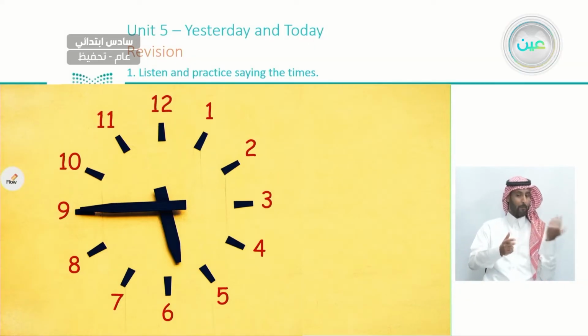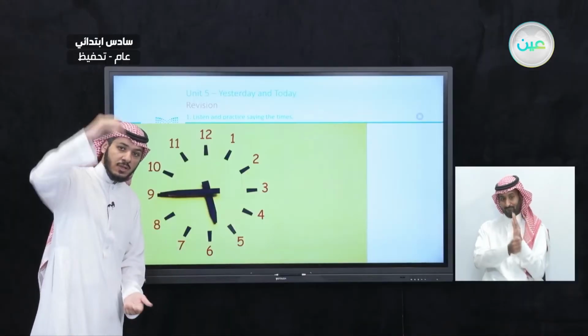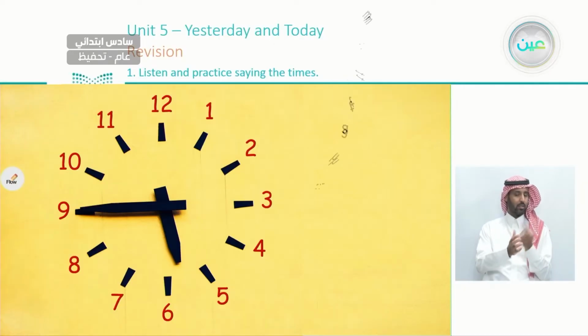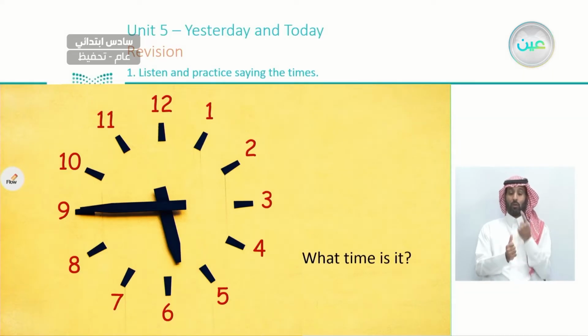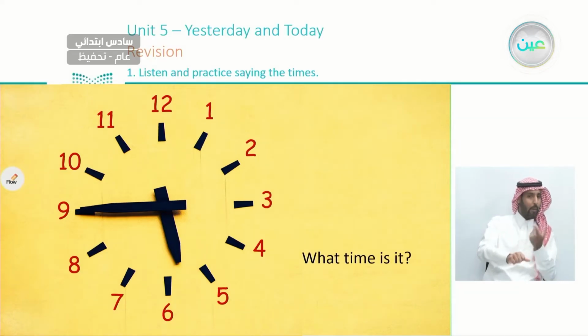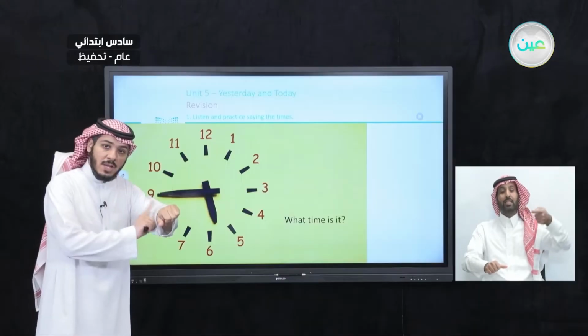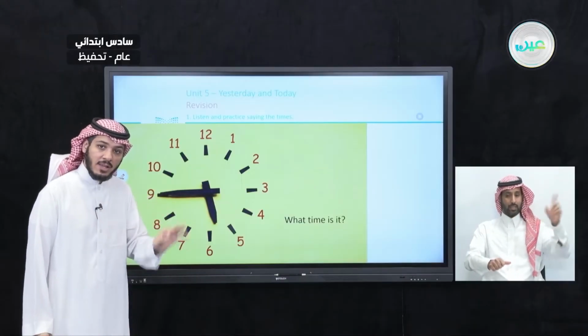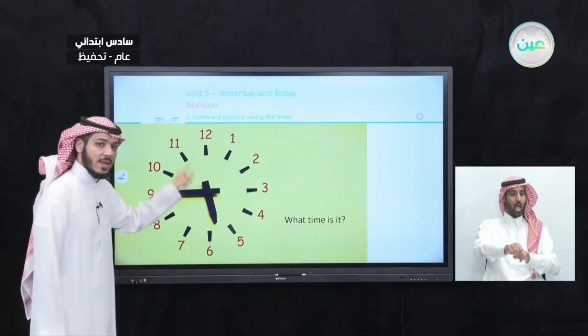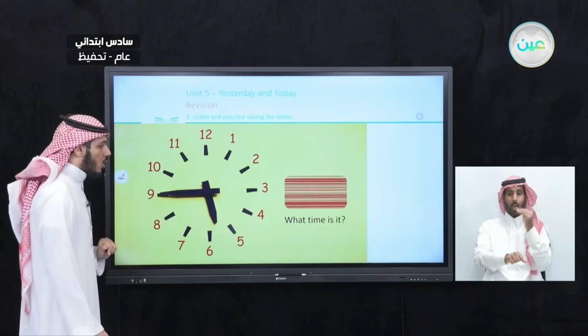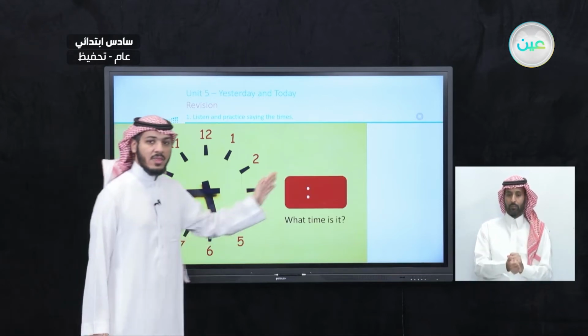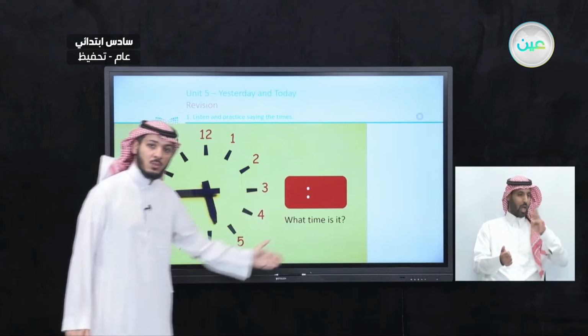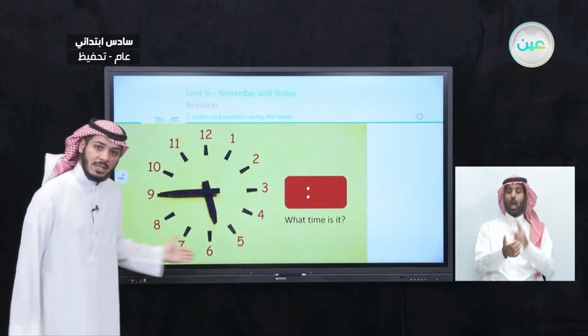Okay. Now, we have two hands here. One is short and one is long. Excellent. Okay. So, if you want to ask about the time, you will say, what time is it? What time is it? So you can tell the time by using the two hands here. Okay, so now we have these digital numbers, and this is called an analog clock.